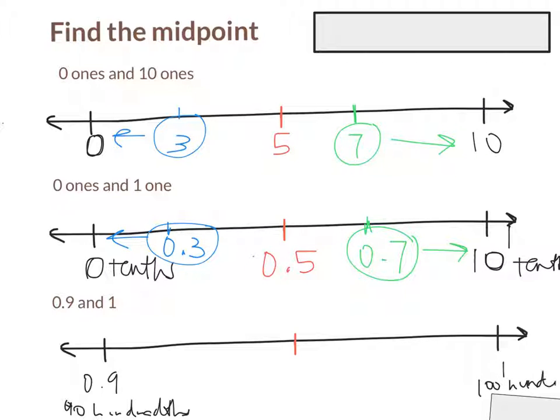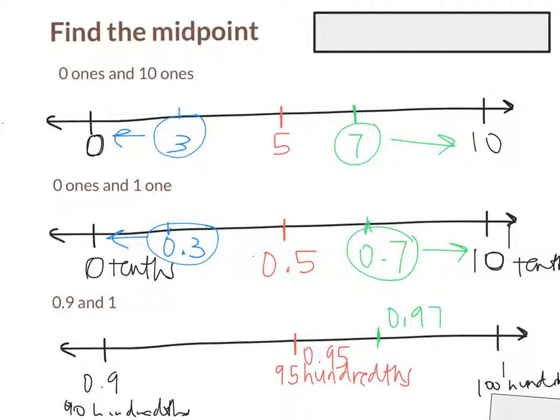Okay. Now, what's right in the middle of 90 hundredths and 100 hundredths? What's the midpoint of 90 hundredths and 100 hundredths? Gia? 95 hundredths. You got it. Okay. And how do I write 95 hundredths in standard form? Ritvik? 0.95.